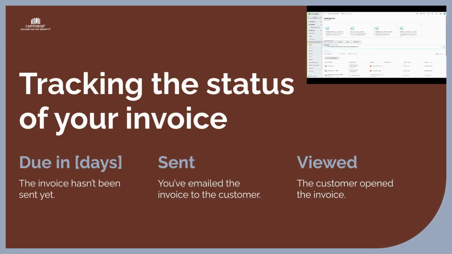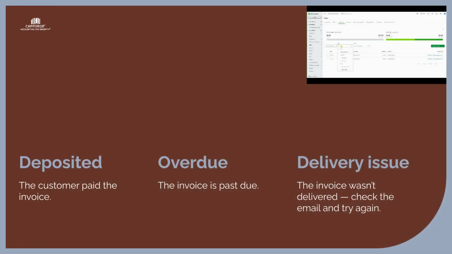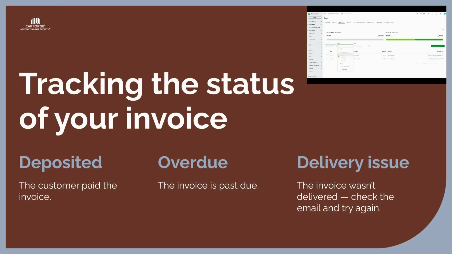To track your invoice, go to Sales then Invoices. You'll see the invoice status in the status column. Here's what the statuses mean. Due in days, the invoice hasn't been sent yet. Sent, you've emailed the invoice to the customer. Viewed, the customer opened the invoice. Deposited, the customer paid the invoice. Overdue, the invoice is past due. Delivery issue, the invoice wasn't delivered. Check the email and try again.